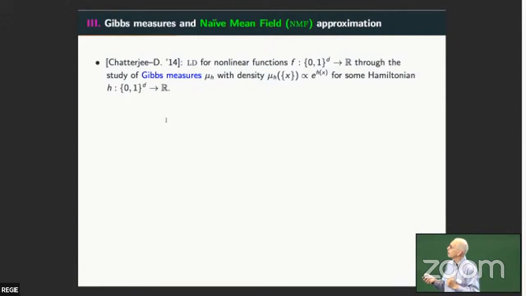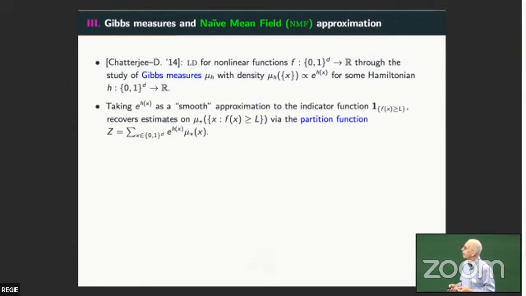So Gibbs measures are measures whose density, here it's discrete, so the density is just a probability mass. The probability mass is proportional to e to the h for some Hamiltonian h. And the idea is that for e to the h, you will take a smooth approximation of the indicator function. And then the probability under some nice measure mu star of f exceeding L is given by the partition function for your Gibbs function.